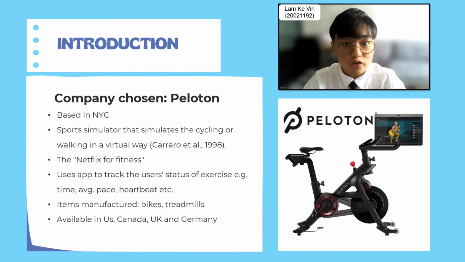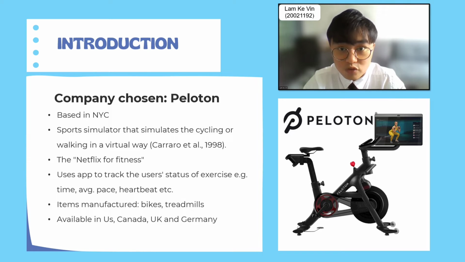So now let me start off with a short introduction on what Peloton is. Peloton is a company based in New York City that produces home workout equipment, including treadmills and bikes. It is a sports simulator that simulates cycling and walking in a virtual way. Why is it in a virtual way? This is because it uses an app to track the user's status, for example the time, the average pace, and the heartbeat rate. They also use the app to give programs to help users with their workout. This is why they are given the name Netflix for fitness. Now I'm going to pass to the next person.